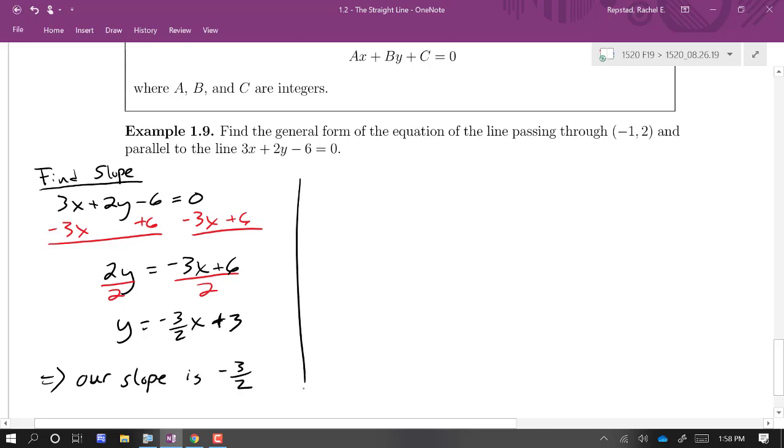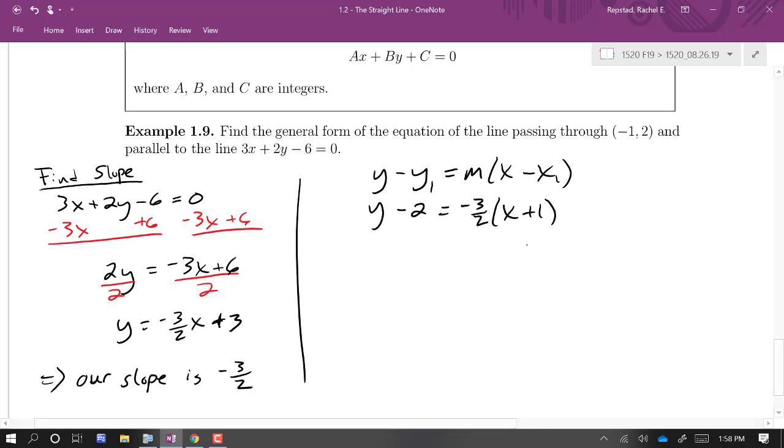Okay, we've got a point because they gave it to us. We just found our slope. So now I'm going to go to point-slope form. So this is an equation that does represent the line they asked us to find. We're just not done yet because they asked us to get it in general form.